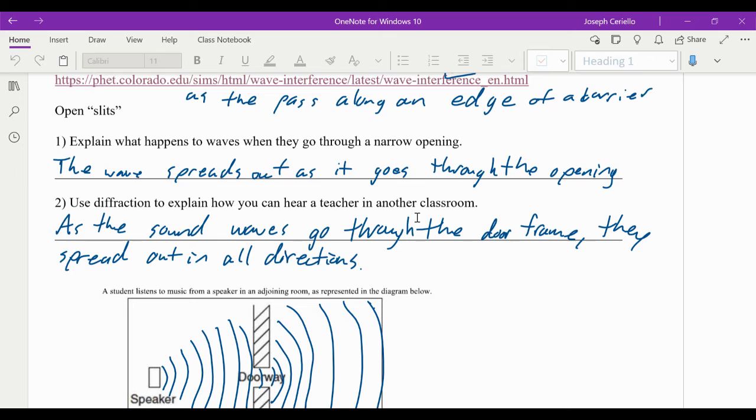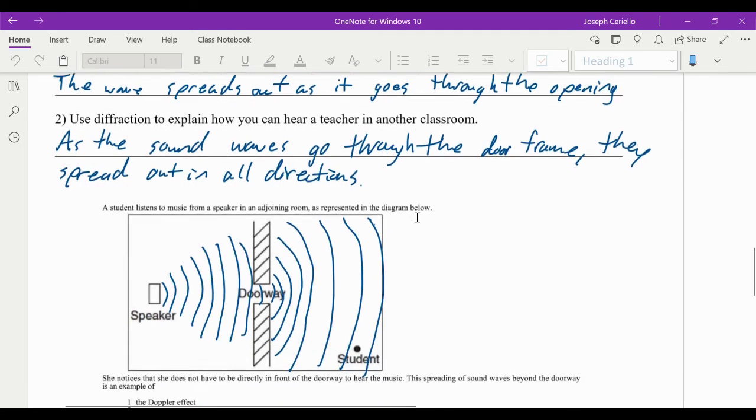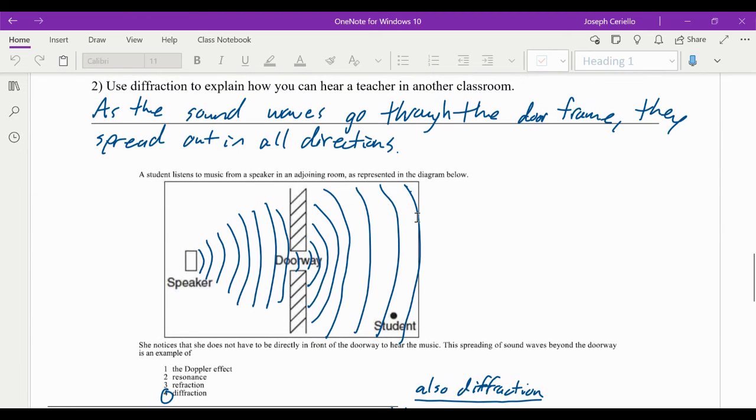Why can you hear people in another room? There are several reasons. The sound goes through the walls a little bit. But let's say the walls were soundproof. If the door were open, when the sound waves go through the opening in the door, they would spread in all directions. So the answer to this one is obviously diffraction, because that's what we're talking about. Basically, why can the student hear the speaker?